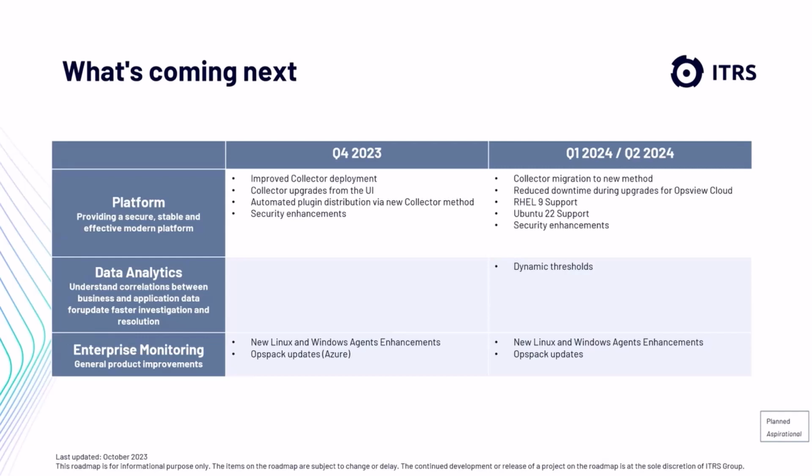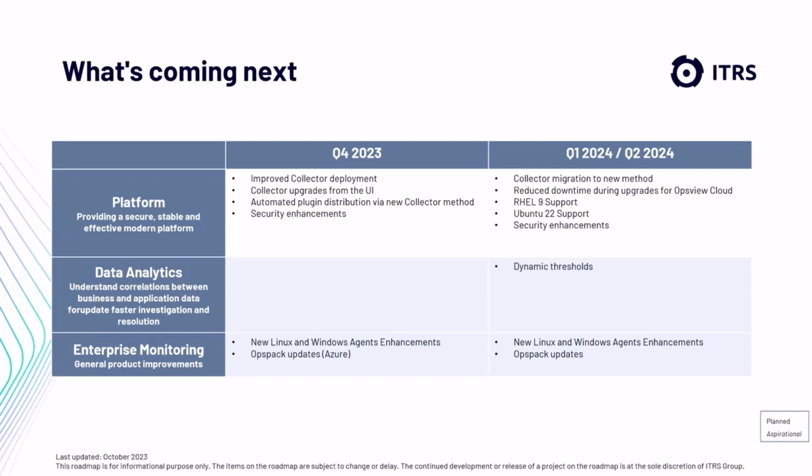And in Q4 and obviously moving into next year, we'll be continuously making security enhancements. We'll be looking at the new Linux and Windows agent, any feedback that you guys have, and making enhancements on that as well. And ops packs. We're continuously looking at those to see what we can refresh or come up with new ones to make sure we can support the latest technology. And a refresh of Azure ops packs is next on the list that we'll be tackling in Q4.